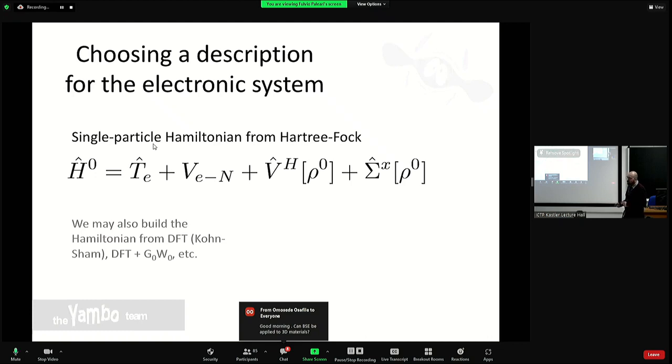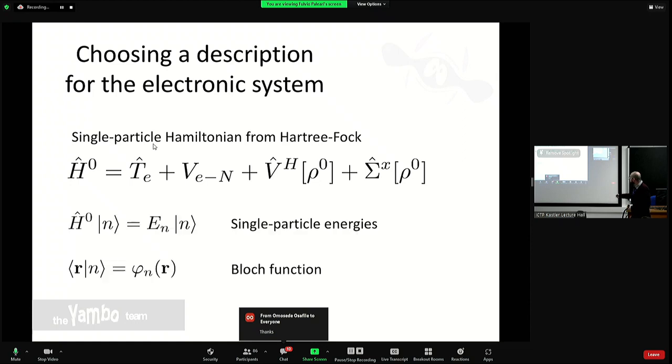Okay, so as always, we start from the electronic Hamiltonian: kinetic term, electron-nucleus interaction, and then the electronic interaction. Here you have the Hartree term, which depends on the ground state charge density, and then here I just put the Fock term. So this is just Hartree-Fock, okay? And I do this because doing this with the DFT exchange-correlation functionals makes the equation a bit more clunky, but it's totally doable. In these slides it is like this just for simplicity, let's say.